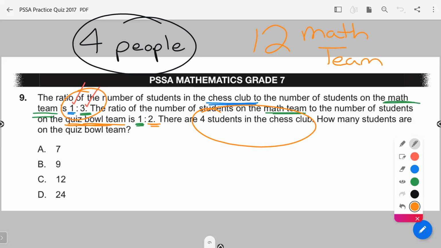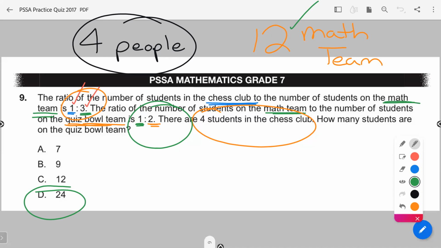Now we have to apply that. If there are 12 students on the math team, and right here we know there are 2 times as many students on the Quiz Bowl team as on the math team, 2 times 12 is going to be 24. What a great problem. Like I said, you had to use information from one sentence to the next and then apply it. This is how ratios are essentially done. This is what ratios essentially mean.